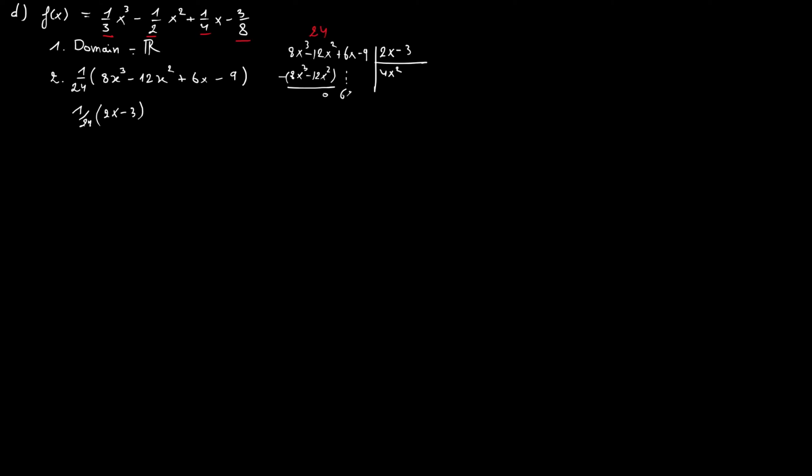Let's drop this. We get 6x minus 9. So we say plus 3. And this is again 6x minus 9. And these things neatly cancel each other out. So in that way, you can easily simplify it. So in other words, what do we have here? Well, this thing is just 2x minus 3 times 4x squared plus 3.